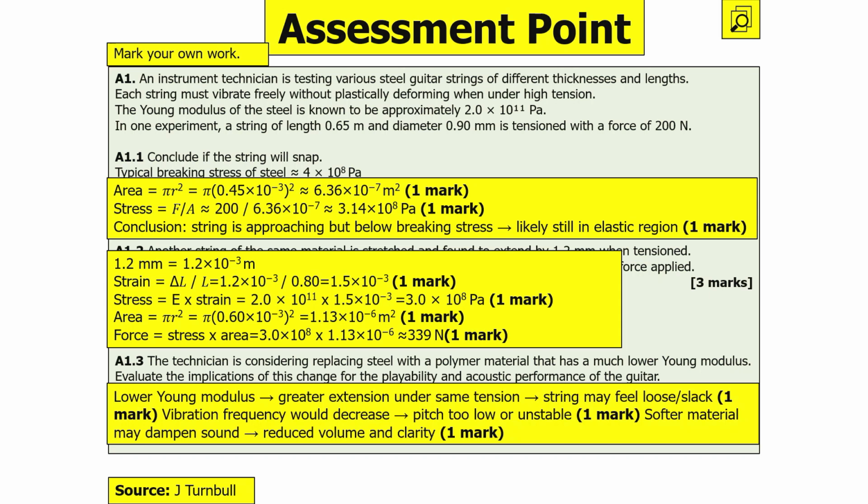A lower Young modulus will lead to a greater extension with the same tension, so the string may feel loose or slack to the musician. So this would mean that our vibration frequency would decrease, so therefore the pitch produced could be too low. Now a softer material could dampen the sound, reducing the volume and the clarity of the sound wave.